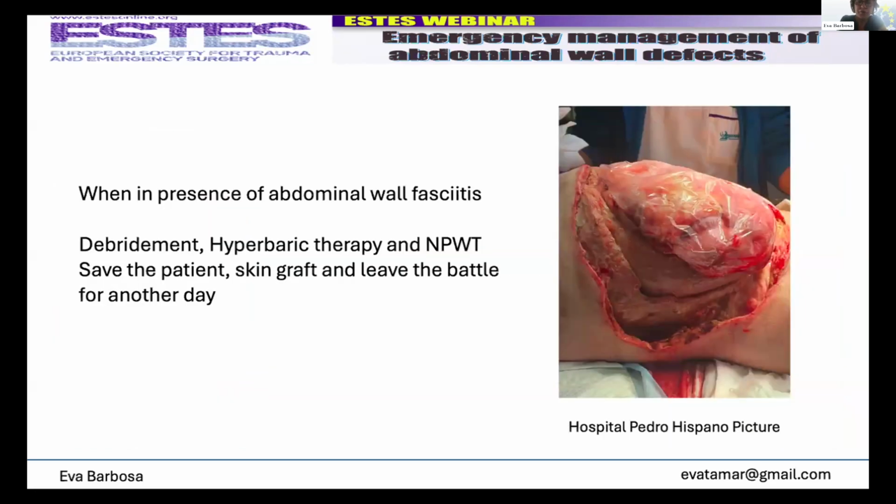With abdominal wall fasciitis, this was a patient of me and Fernando back then in the Hospital Pedro Spano. When you have these kinds of patients, of course, you have to do debridement, hyperbaric therapy, negative pressure wound therapy. And if the patient survives something like this, you just have to worry about saving the patient. If possible, you just skin graft and leave the battle for another day.